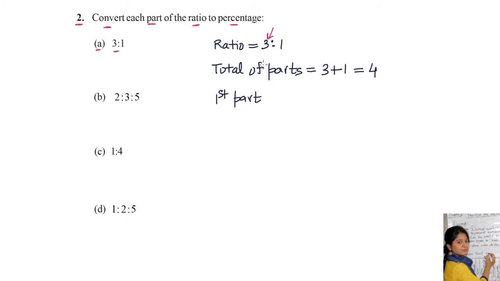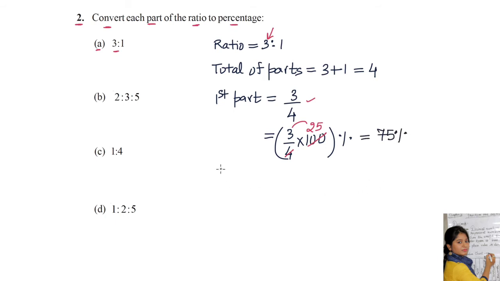So the first part is 3, right? So the fraction will be the part over the total, right? So 3/4 is the fraction of the whole. Now if we convert it into percentage, 3/4 into 100%, right? To bring percent we are writing 100. Now 25 times 4 is 100, and 25 times 3 will give you the percentage of the first part. So 75 is the percentage of the first part, right?